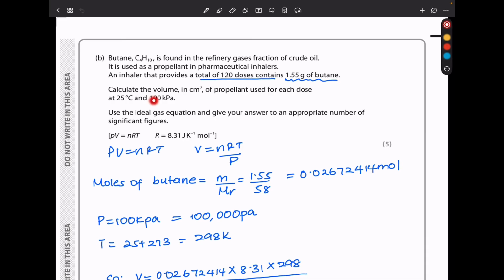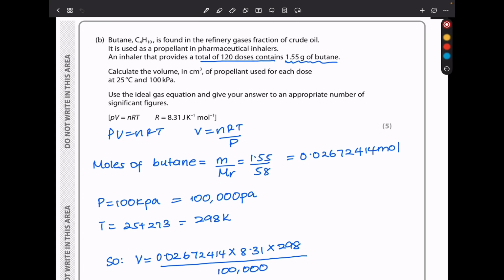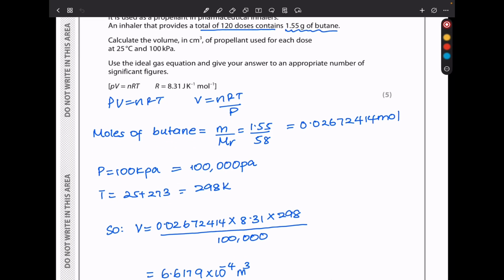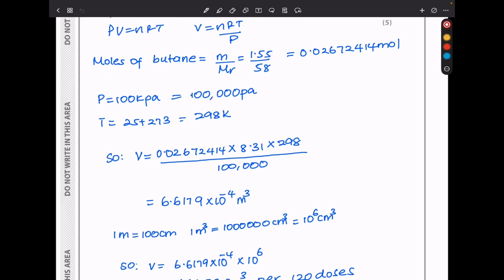The pressure given to us is 100 kilopascals, and we can convert that to pascals, so it's going to be 100,000 pascals. The temperature is 25 degrees, and we add 273 to convert that to Kelvin. So V will be n, which is that, times R, which is 8.31, times the temperature, which is 298, divided by the pressure, which is 100,000. I got 6.6179 times 10 to the power negative 4 meters cubed.